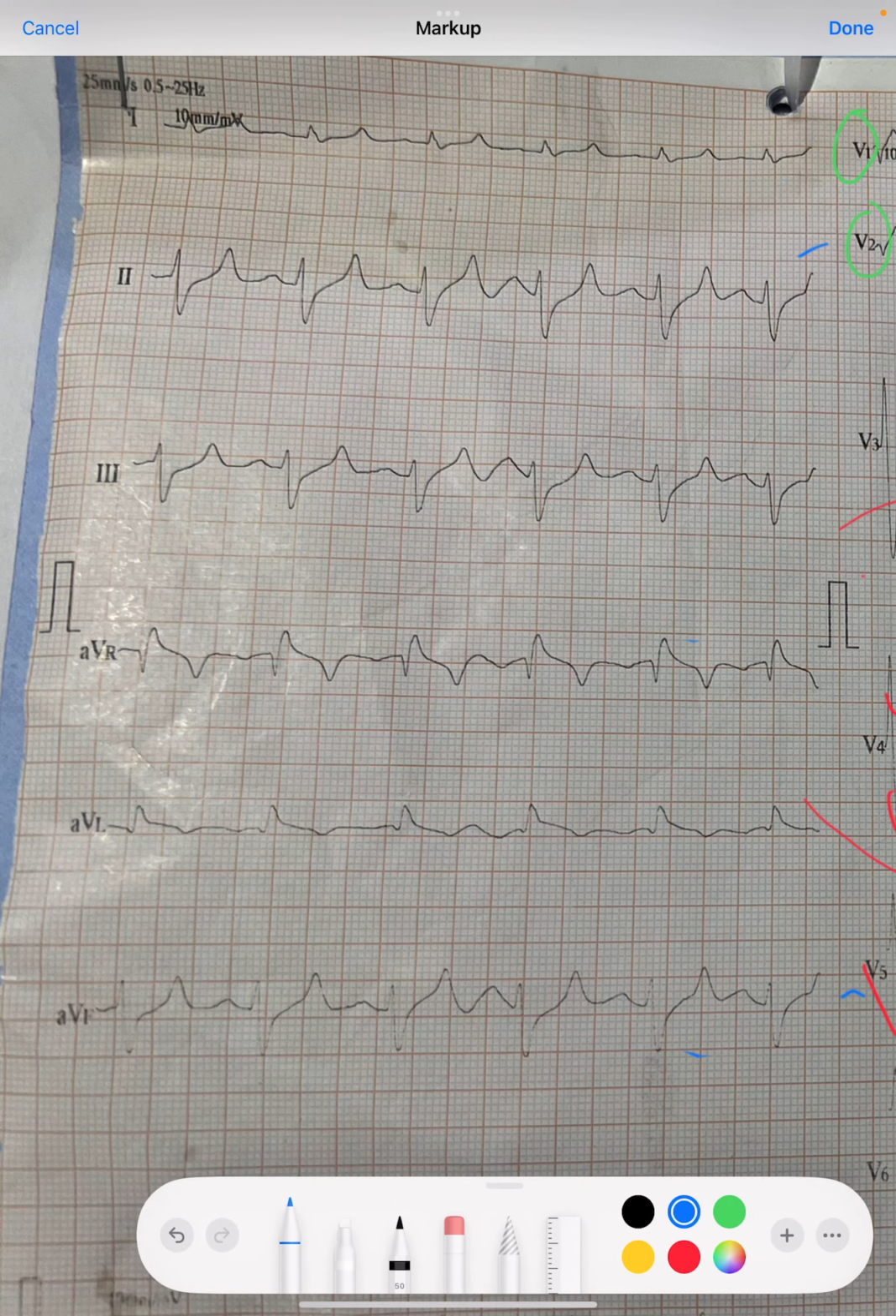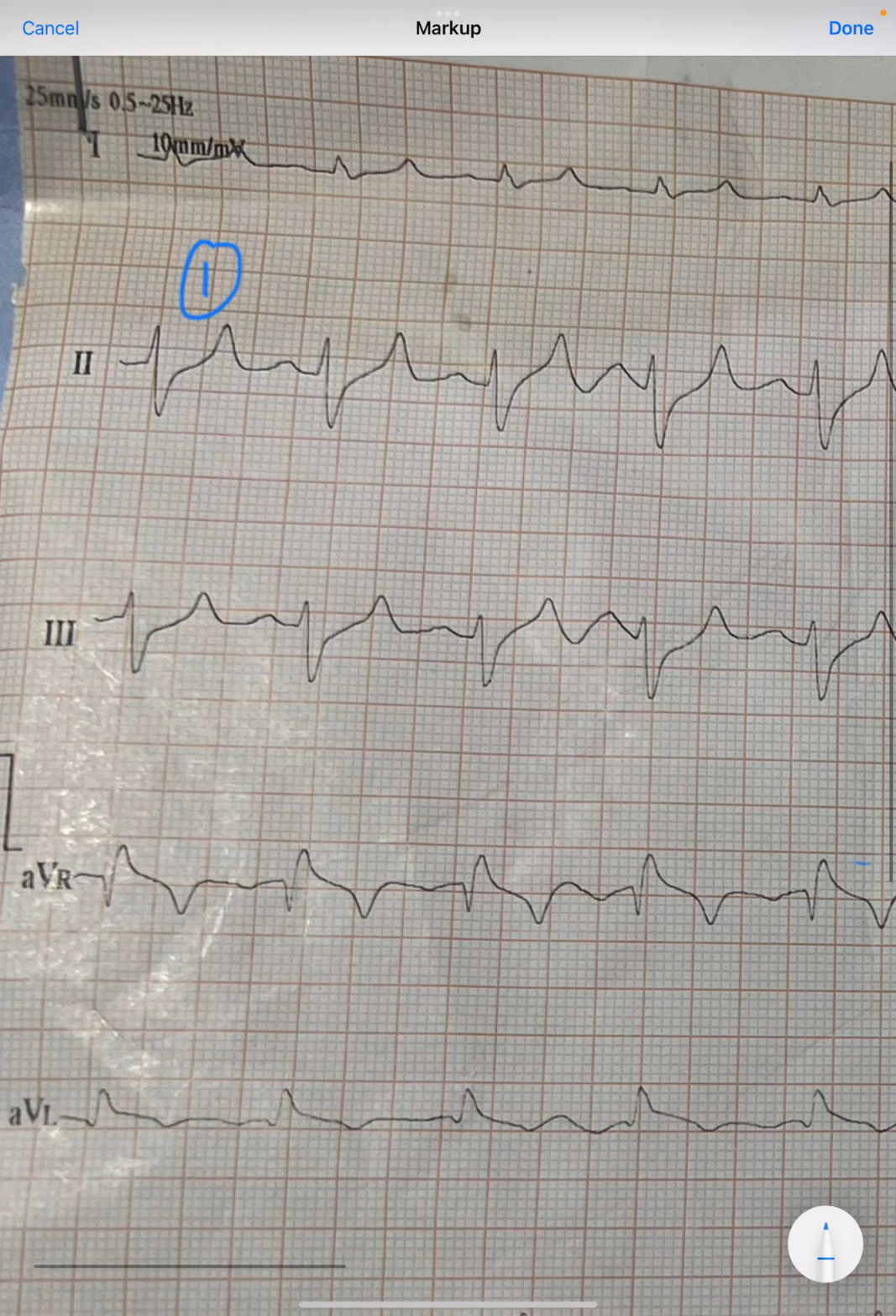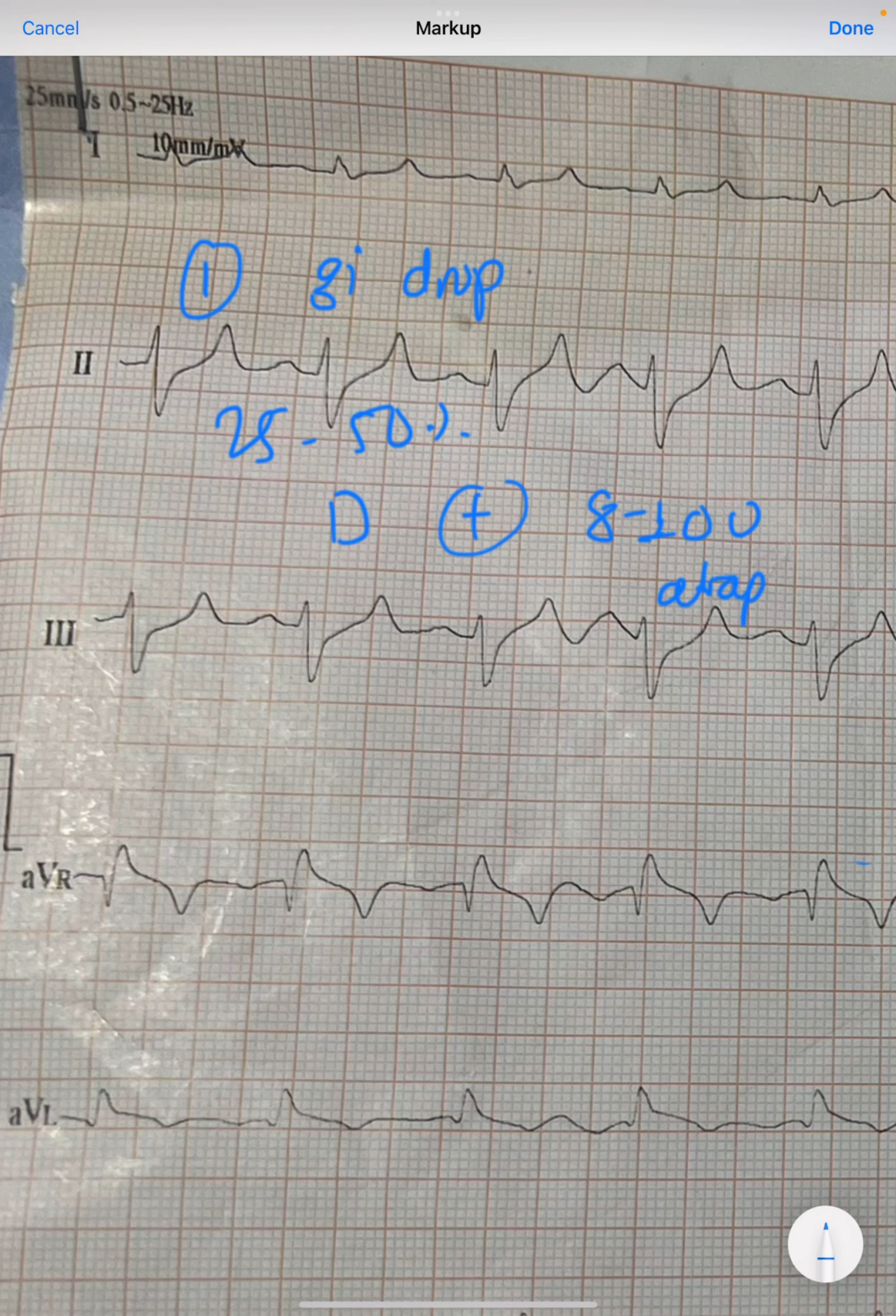One of the most important treatments for hyperkalemia is the GI drip. It means what we give is 25 to 50% dextrose plus around 8 to 10 units of human Actrapid or insulin or Apidra. Any insulin will do except the long acting, slow acting insulin. Apidra, short acting, or Actrapid will do, and we have to give this over 10 to 20 minutes.